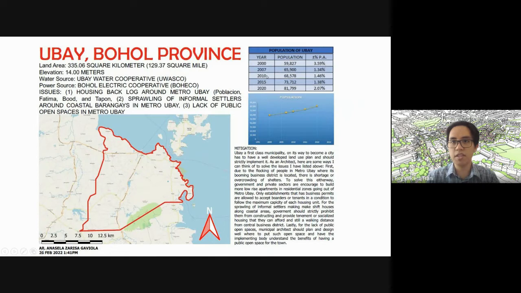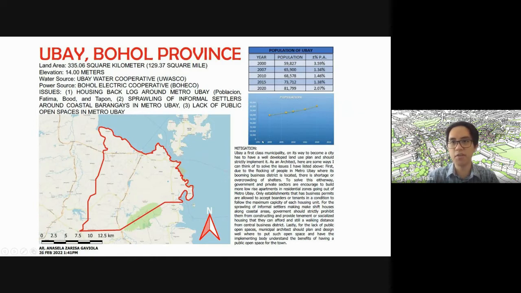So 2010 to 2015, let's see here. In 2000, it was a 3.5% increase, and then it slowed down to 1.34, 1.46, 1.38, and then a bit higher again in 2020 at 2.07. So very interesting that I think all over the Philippines we'll see a similar trend. Like the 2000s was really a period of growth, and I think it slowed down after that.